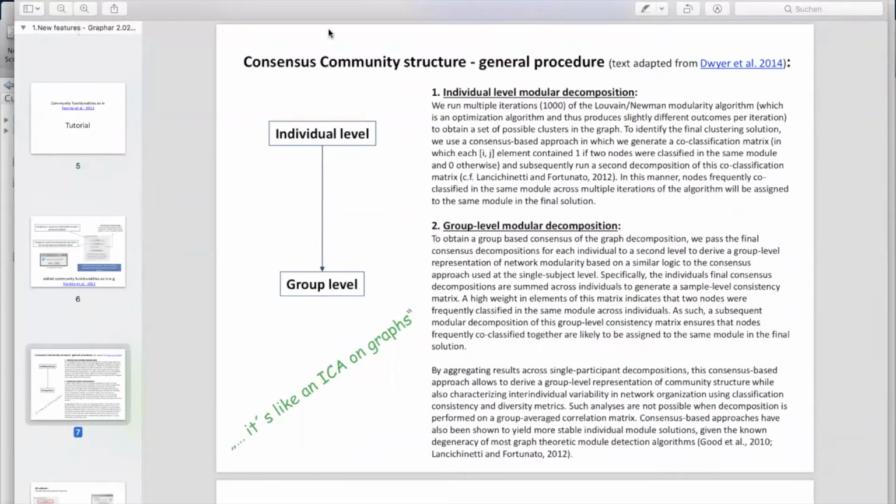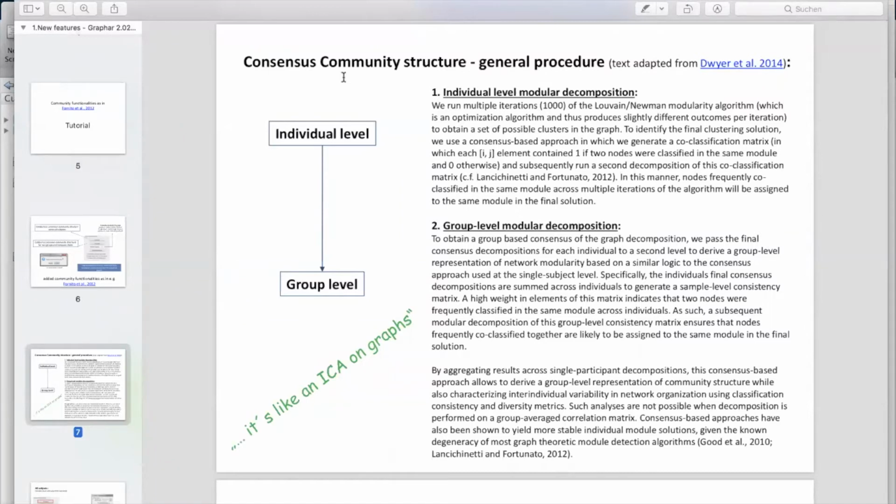So how does this work? Well, it's called consensus community structure, and we perform this on two different levels. GraphVar is doing this, so you don't have to do this manually because GraphVar will take care of this for you. But you have to understand how this works if you want to report this in your paper.